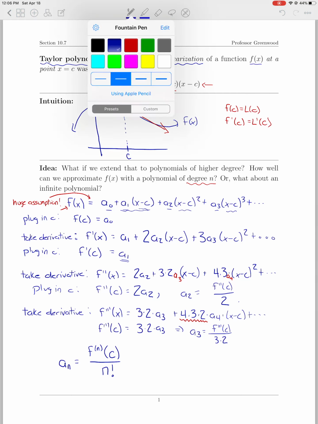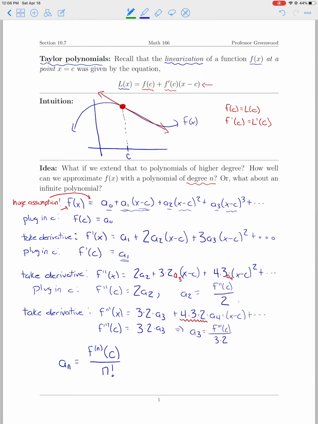And you could see from the examples that we've seen that it's going to have to be n factorial. And so if I go back and check that this makes sense for the examples we saw, a sub 3, right, that was the third derivative evaluated at c, divided by 3 factorial. A sub 2 was the second derivative divided by 2 factorial. A sub 1, really, I could say I was dividing by 1 factorial, and in fact this formula even works for a sub 0, because 0 factorial is defined to be 1.